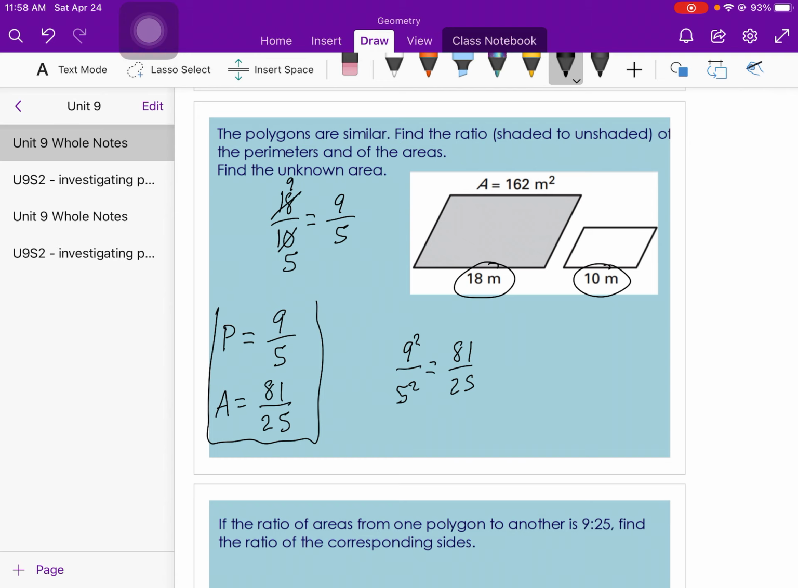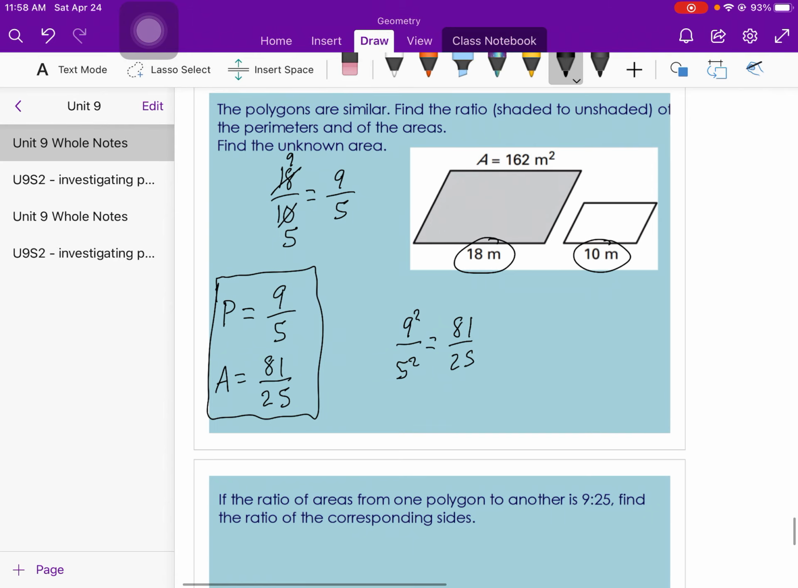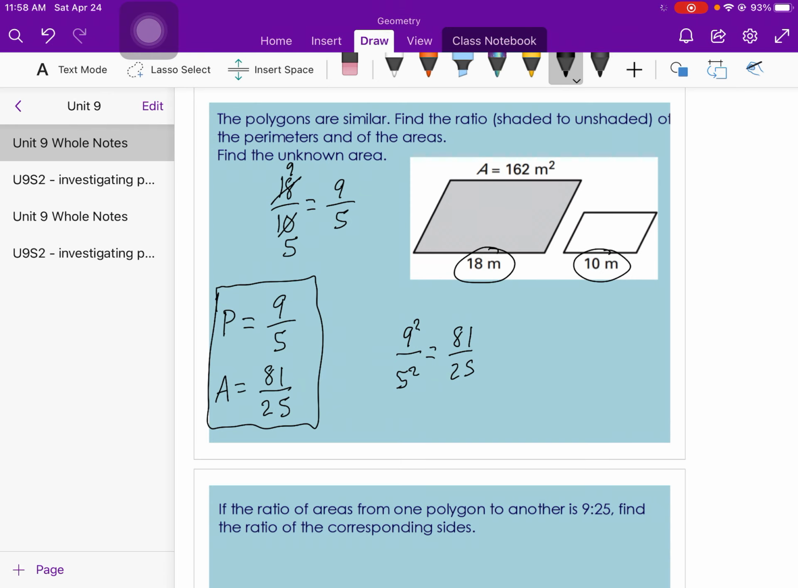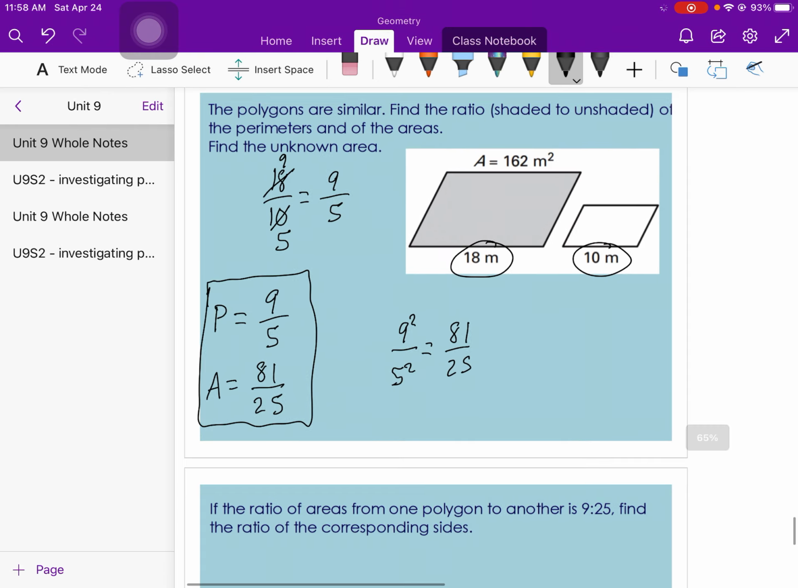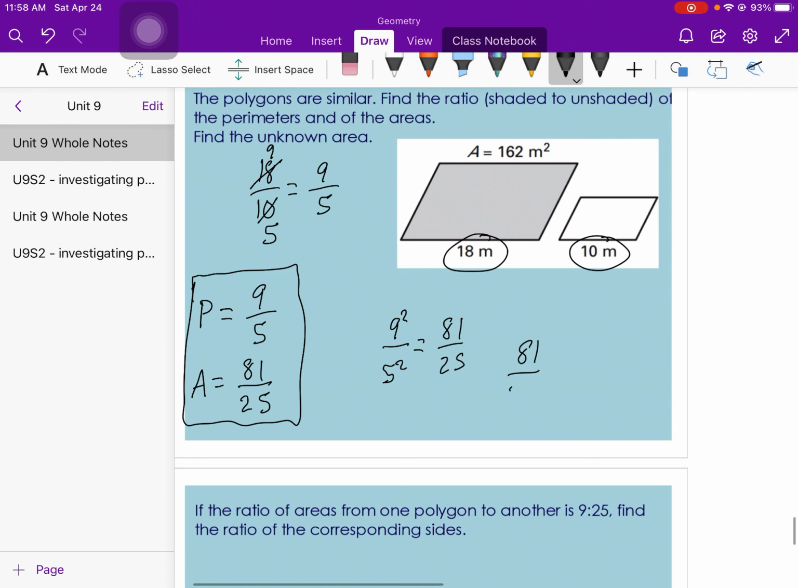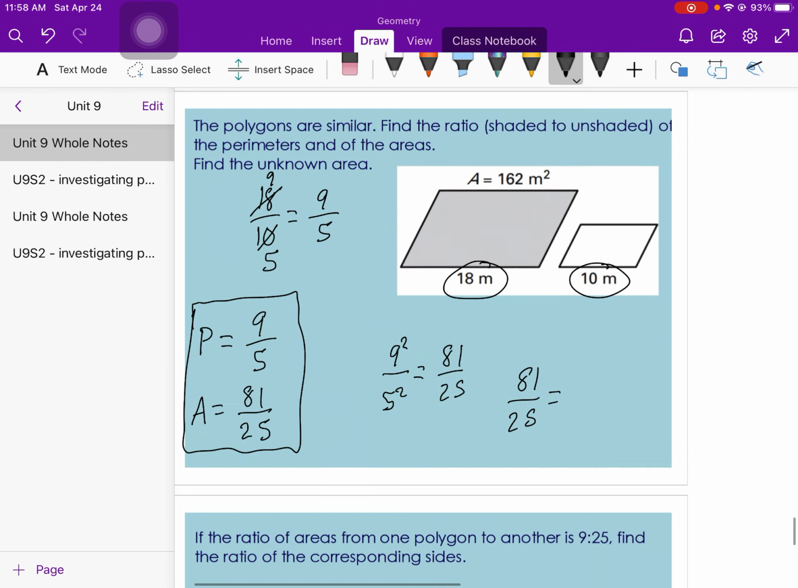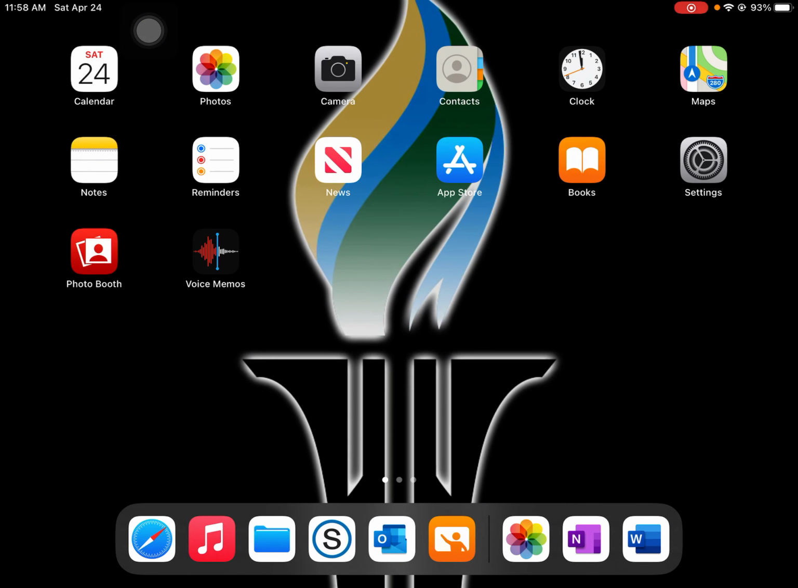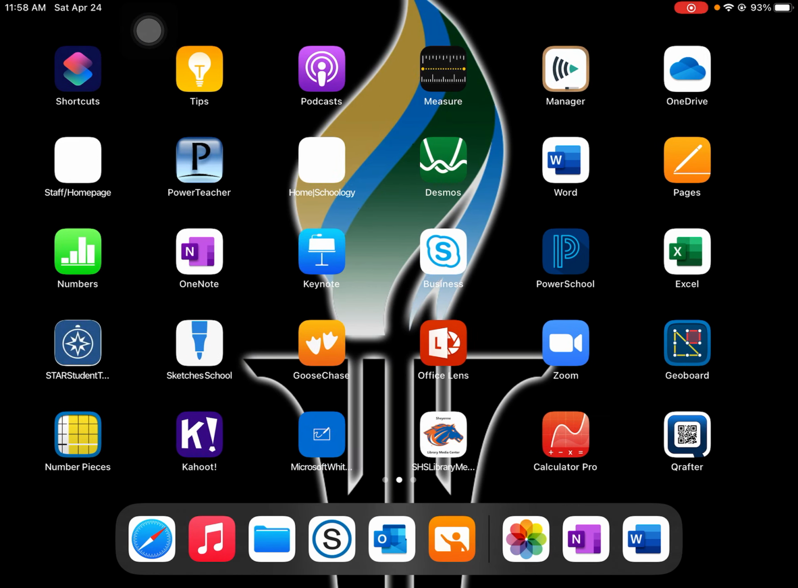So here's part of what we need to do, now that we want to find the area of the small unshaded figure. We're going to set up our fraction, 81 to 25, and that is going to be 162, the area of the big figure. So that's got to go on top, and then we'll call the bottom x. This one you probably want to use a calculator.